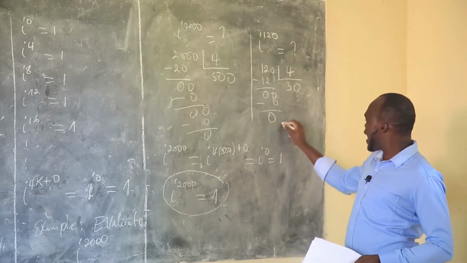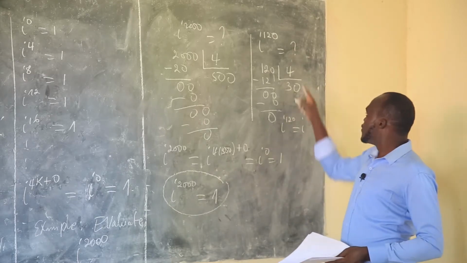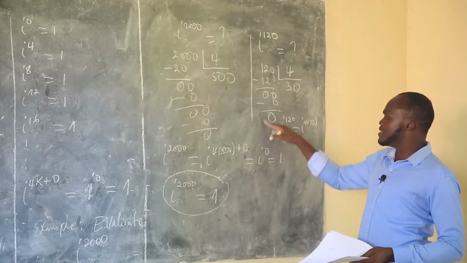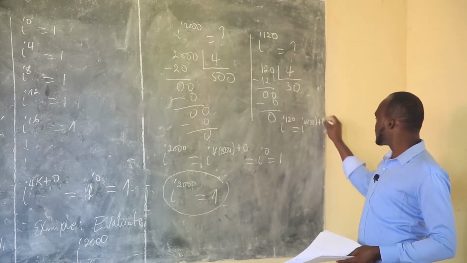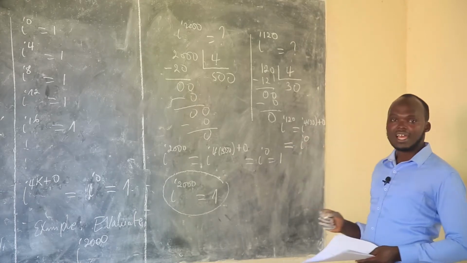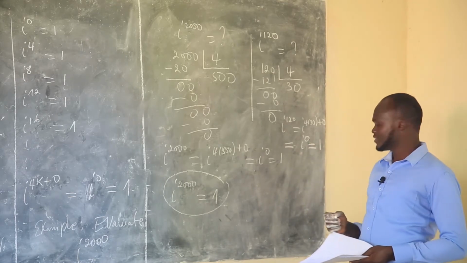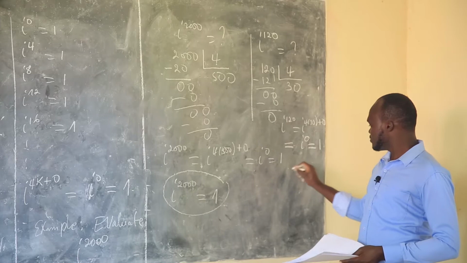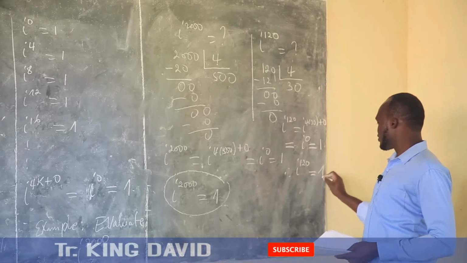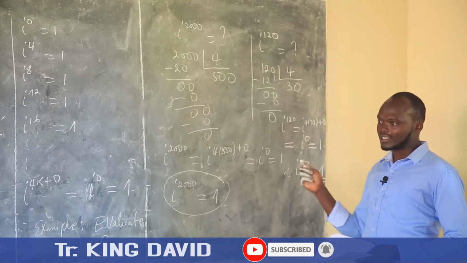So which means that i^120 is the same as i^(4(30) + the remainder, which is 0). So which is the same as i^0. And i^0 is 1. So therefore, i^120 is the same as 1. I hope you are getting this one. So let us try another example.